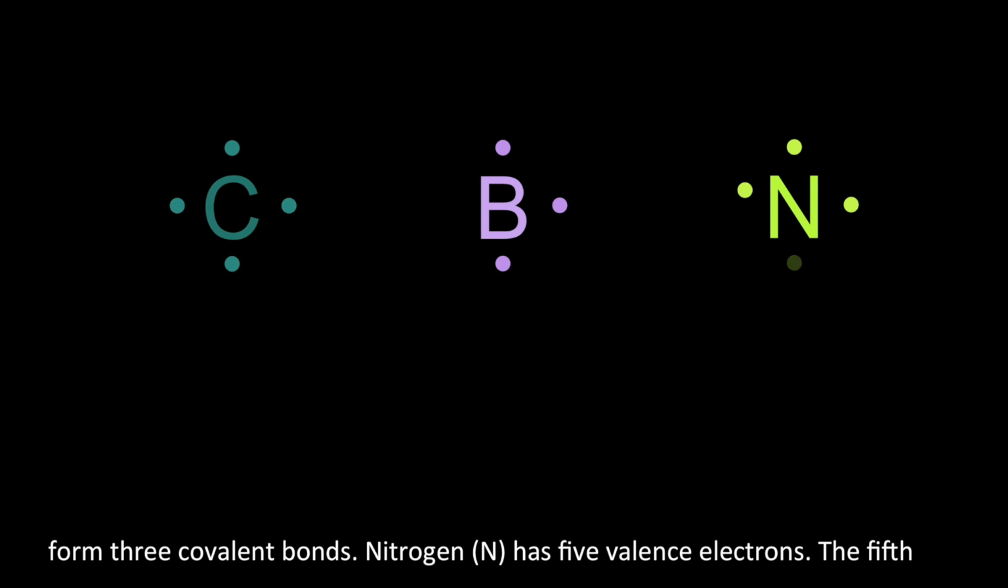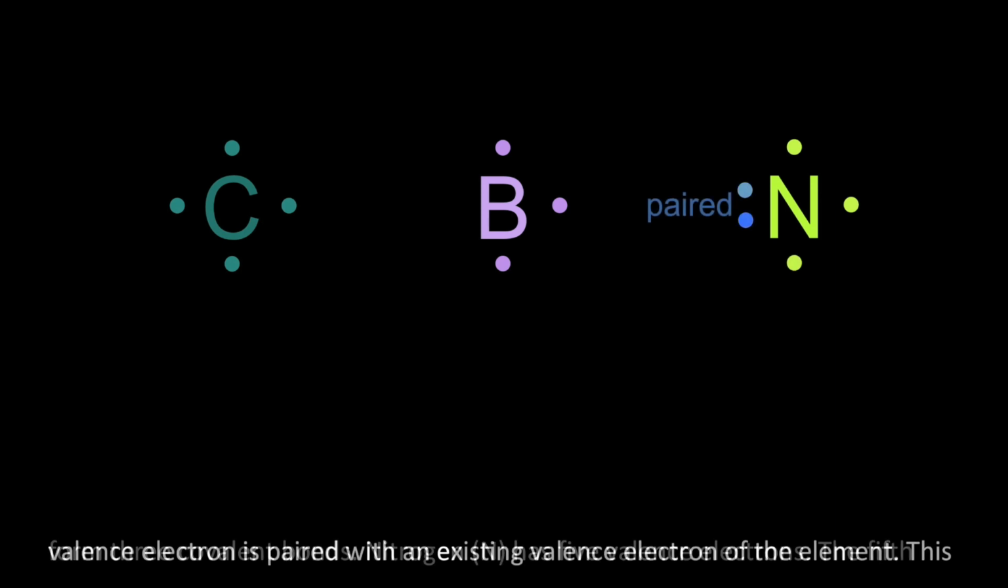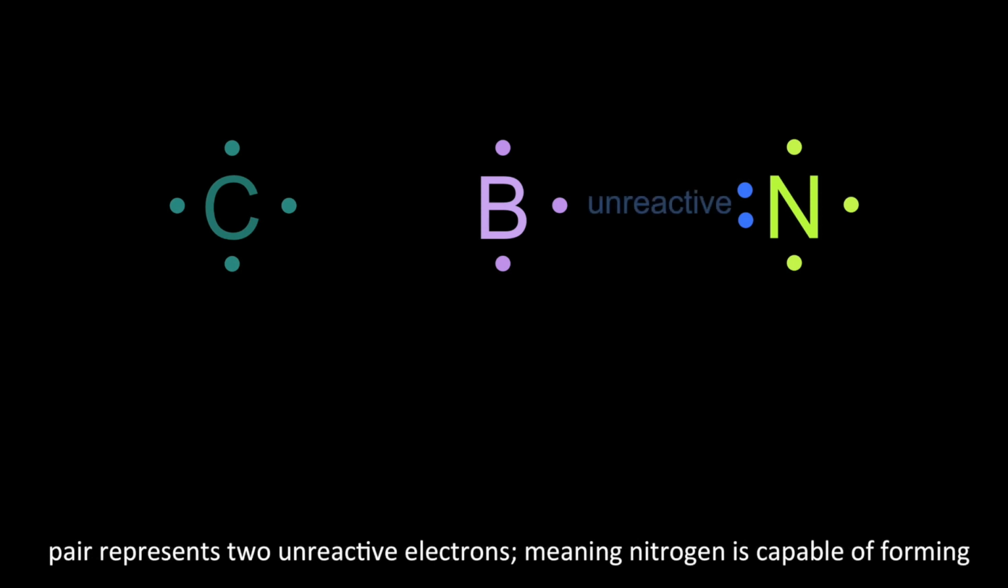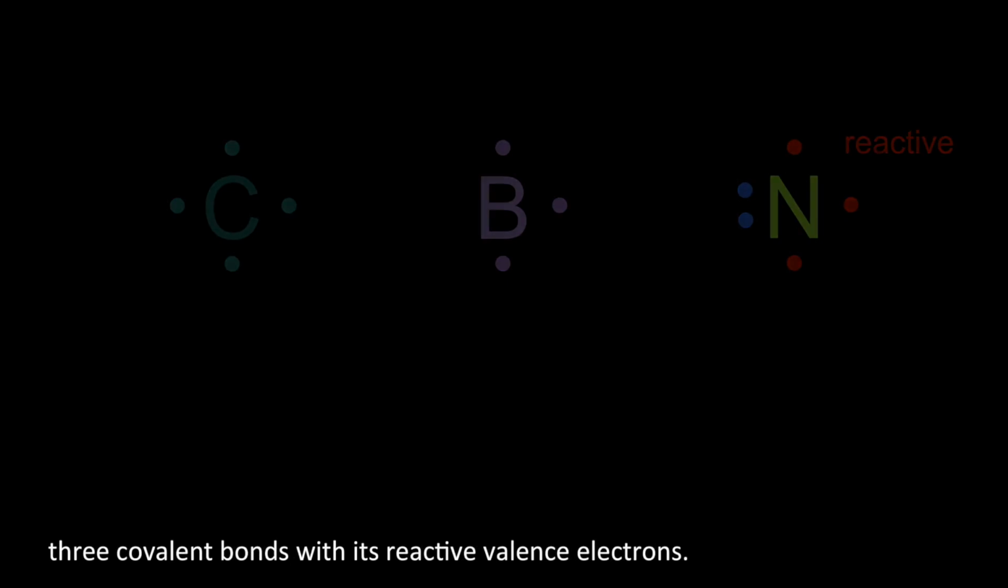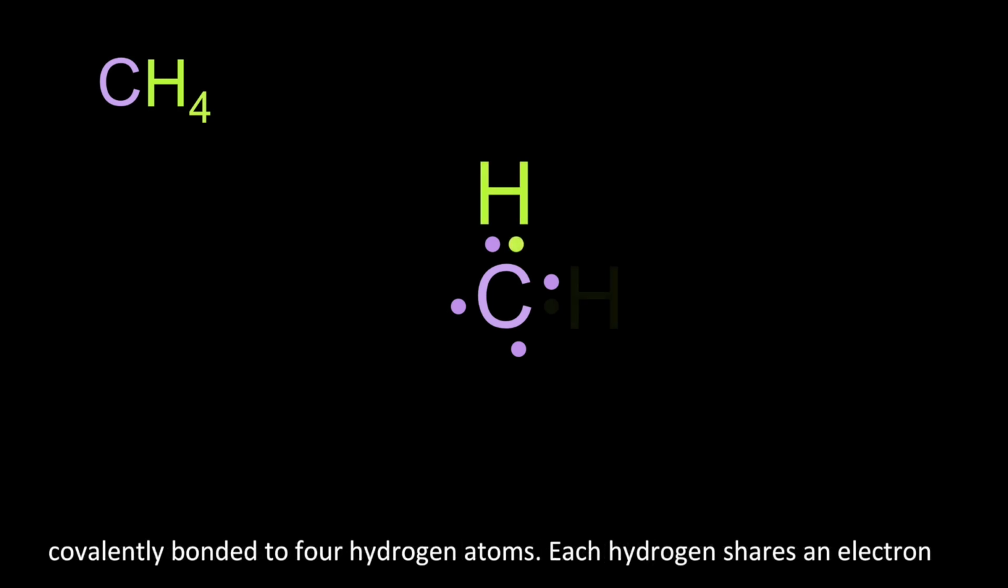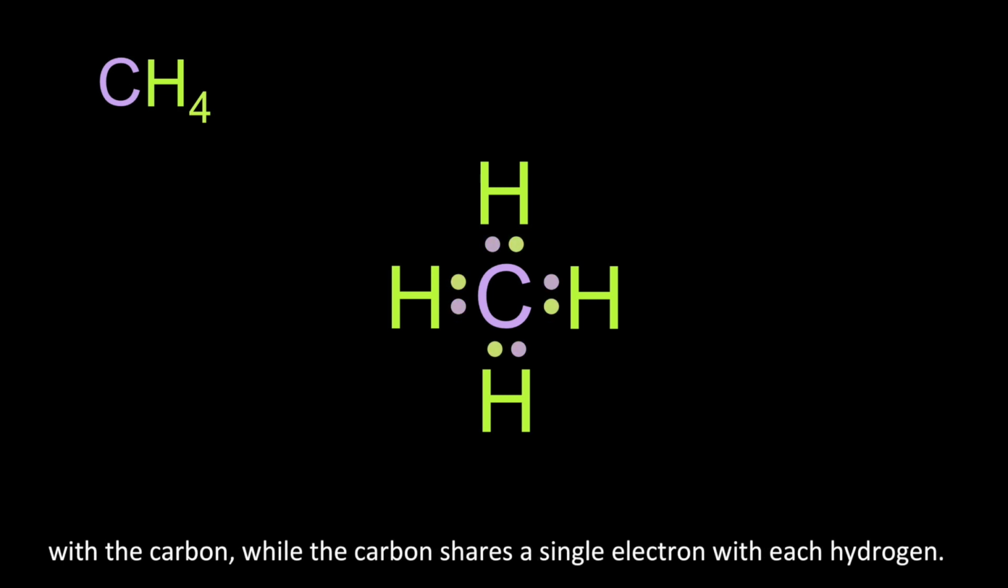Nitrogen has 5 valence electrons. The 5th valence electron is paired with an existing valence electron of the element. This pair represents 2 unreactive electrons, meaning nitrogen is capable of forming 3 covalent bonds with its reactive valence electrons. Covalent bonding also occurs between different elements if they have similar electronegativities. For example, methane, CH4, contains a carbon atom covalently bonded to 4 hydrogen atoms. Each hydrogen shares an electron with carbon, while the carbon shares a single electron with each hydrogen.